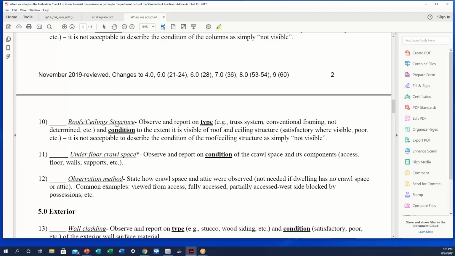Okay, roofs, ceilings, and structure. Observe and report on the type. Truss, conventional framing, not determined. Now, if I have a low slope roof with a 1/4 inch slope and it's built in 1950, do you think it's conventional framed, or do you think it's a truss? Probably conventional. Well, you walk outside and you look at the eave overhang and I see bird board. It's conventional frame. Come on.